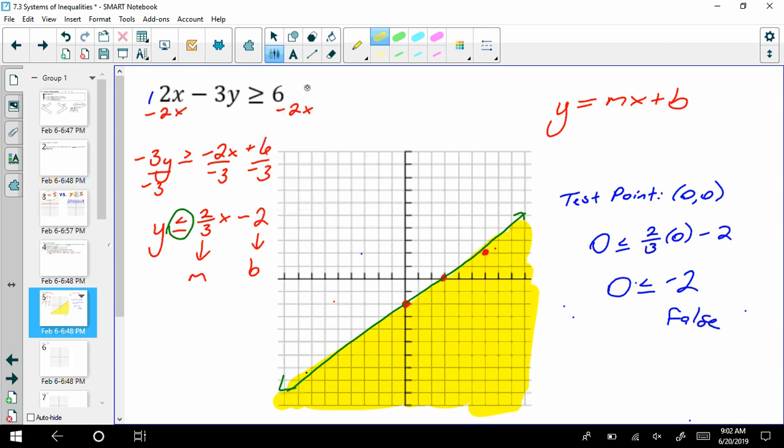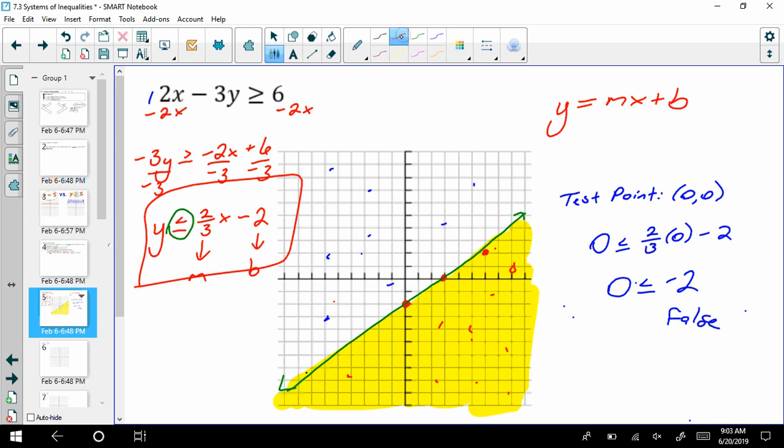Okay, so what does this mean? Well, it means any ordered pair that lands in this yellow region, if I plug it into my lovely inequality, it will come out true. It will make sense. If I pick any ordered pair that's not in the shaded region, and I plug it into the inequality, it will be false, like what we saw with 0, 0.